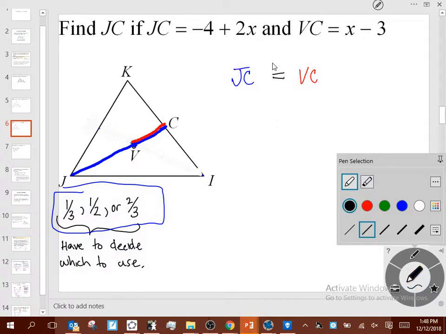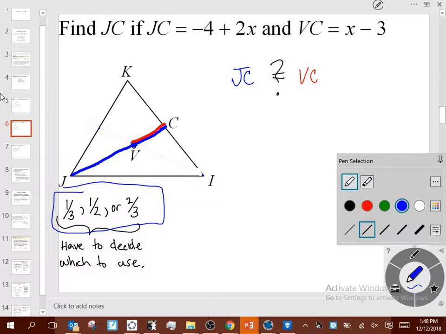Now, are they equal to one another, JC and VC? No, okay? Obviously you see the size is different. That's why I highlight them, so you recognize they're not the same. So I can't just arbitrarily say -4 plus 2x equals x minus 3. That doesn't make sense. So I need to be able to either take the blue one and turn it into the red one, or take the red one and turn it into the blue one. Does that make sense? If I were to take that blue one and turn it into the red one, what has to happen to that blue distance?